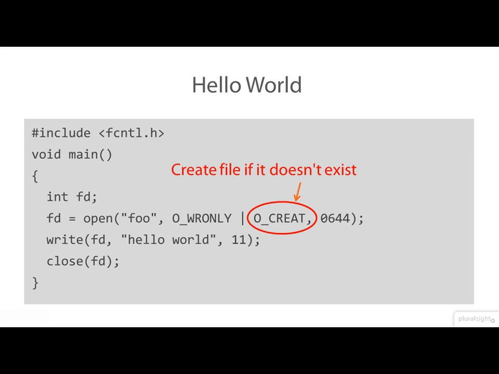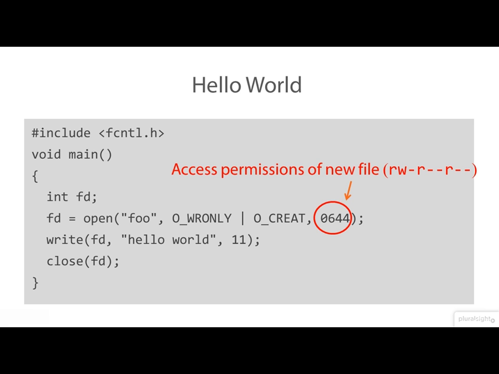That is not a typo. There is no E on the end of create. These constants are powers of 2. They're intended to be bitwise ORed together, as we do here. That's quite common. This final value specifies the access permissions that we want to give to the new file. This rather bizarre octal number, 644, corresponds to the set of permissions that I've shown on the slide.